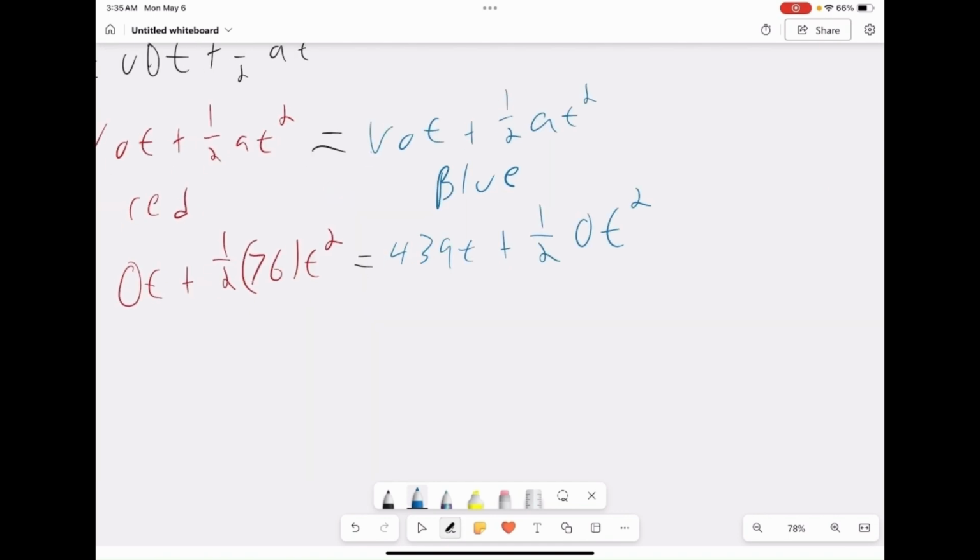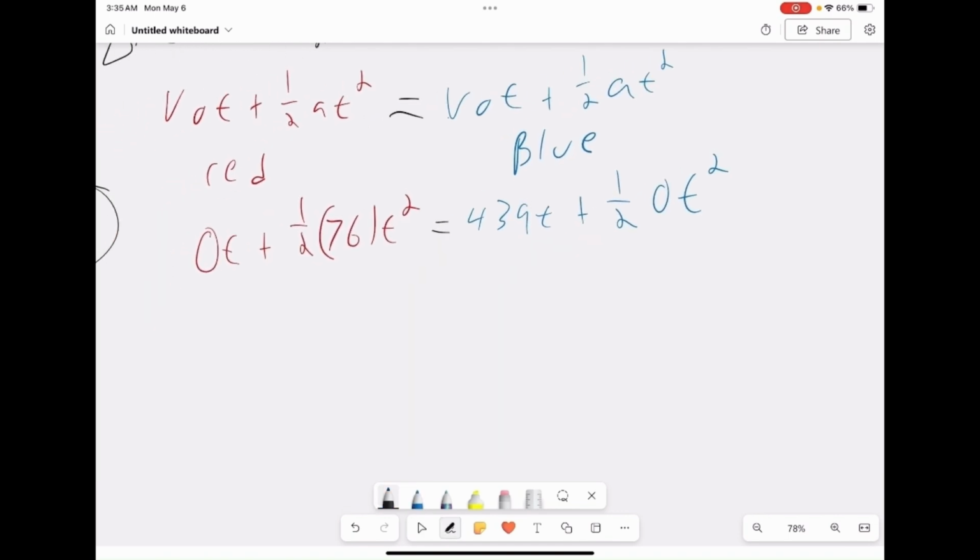Okay, so this is now an expression. I'm going to do the rest in black. This is now an expression that we can solve for t. Check this out. 0 times t is 0. 0 times t squared times 1/2 is 0. 0 times anything is 0. So that goes away and that goes away, giving me 1/2 of 76, which is 38 t squared equals 439 t plus 0 plus 0. Those zeros go away. Cool. All right, so now all we have to do is solve this for t.